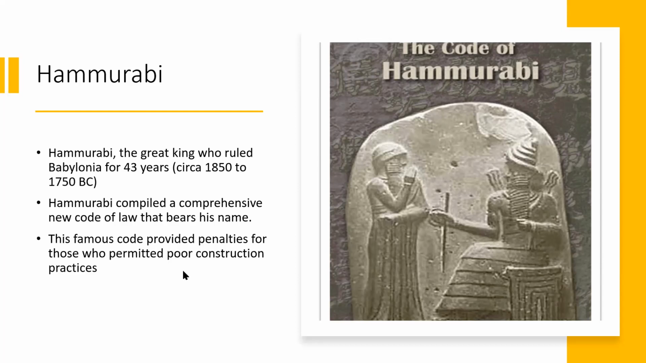The famous code provided penalties for those who permitted poor construction practices, and is considered to be a forerunner of today's building codes, sebagai pelopor. Jadi, so Hammurabi compiled the new law, and then the law is the forerunner for today's building codes.